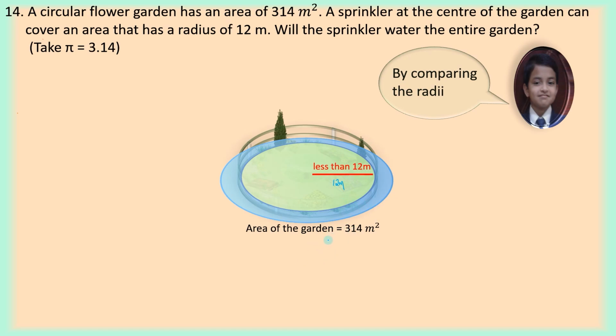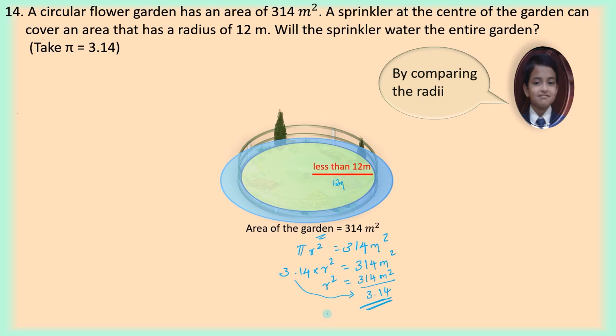And now how to get the radius of the garden? Here we have area of the garden equal to 314 meters square. So here we will write the formula for area, that is pi r square equal to 314 meters square, that is equal to 3.14 into r square equal to 314 meters square. We have to find radius, so keep r square here itself. That will be equal to 314 meters square divided by 3.14.